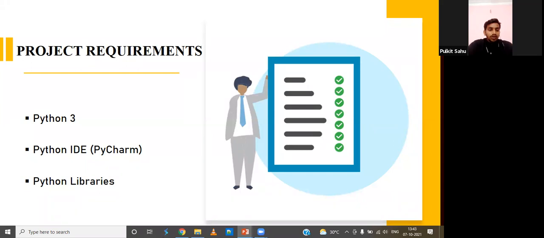Now let's talk about the project requirements. Basically, our whole project is done in a Python IDE, and for the work in Python we use PyCharm as it gives a better platform to work on, along with the basic Python libraries which enhance our project.